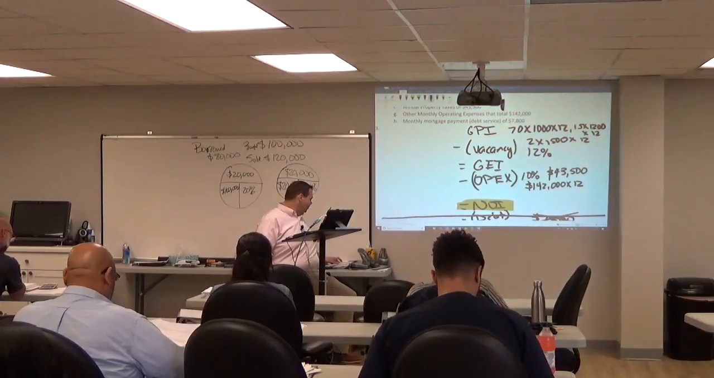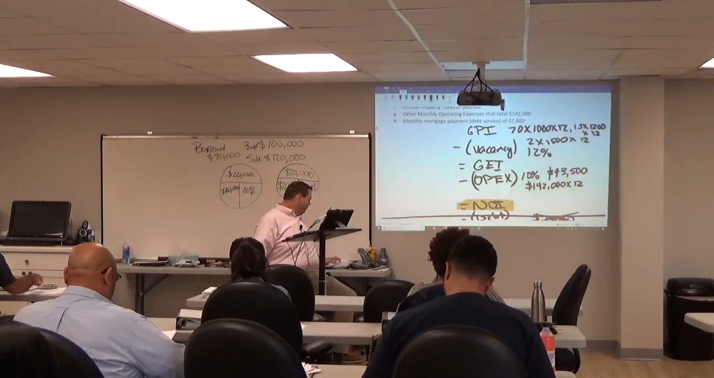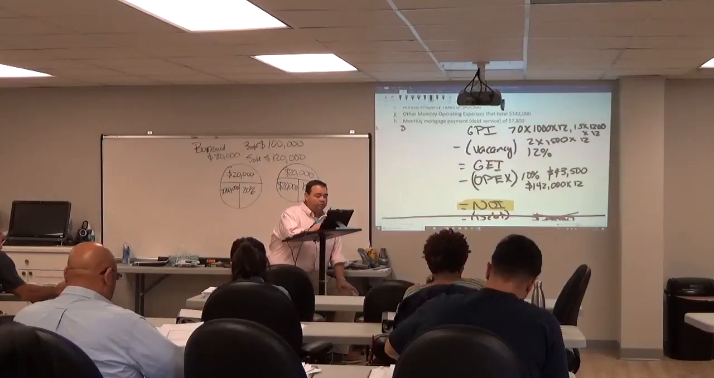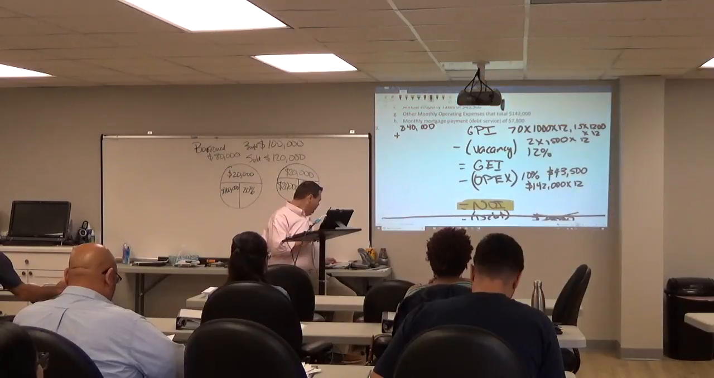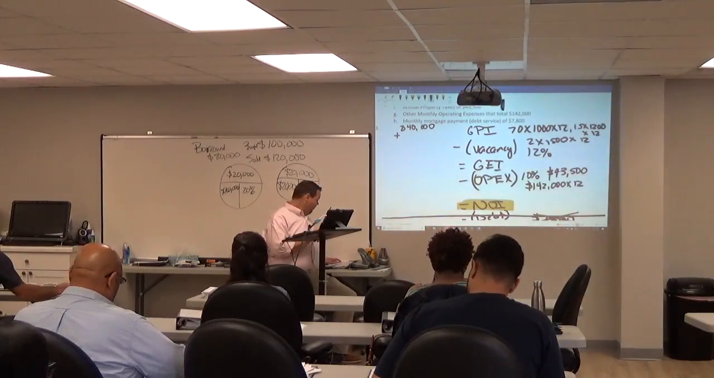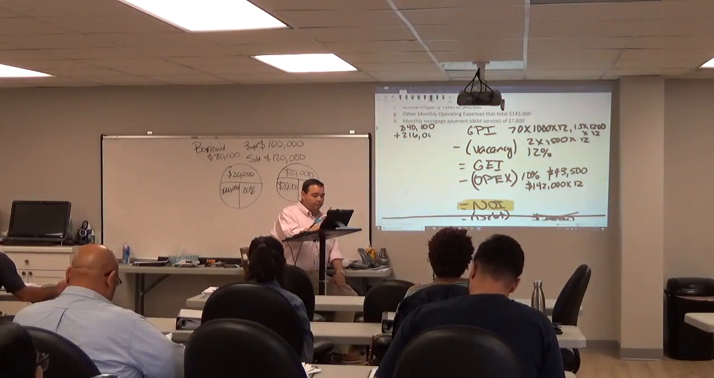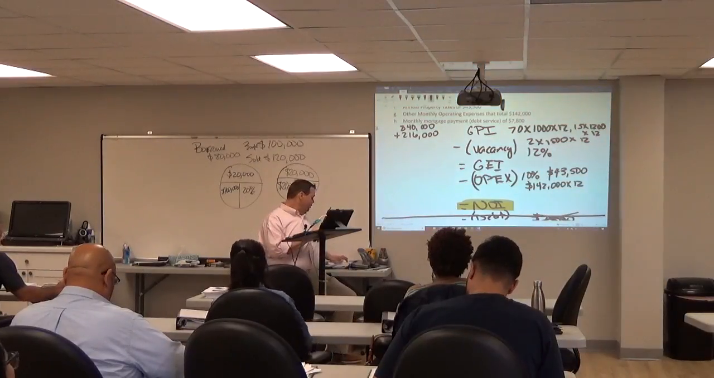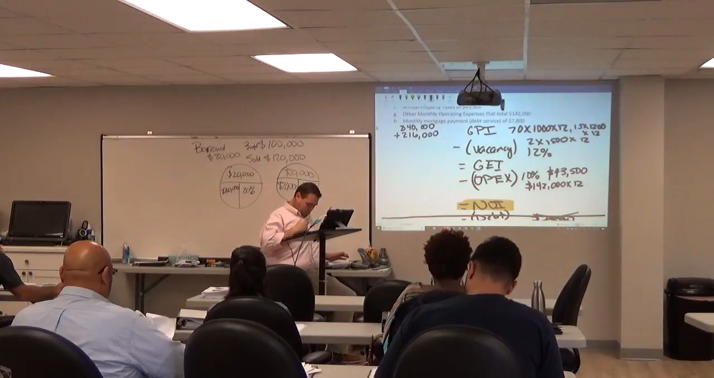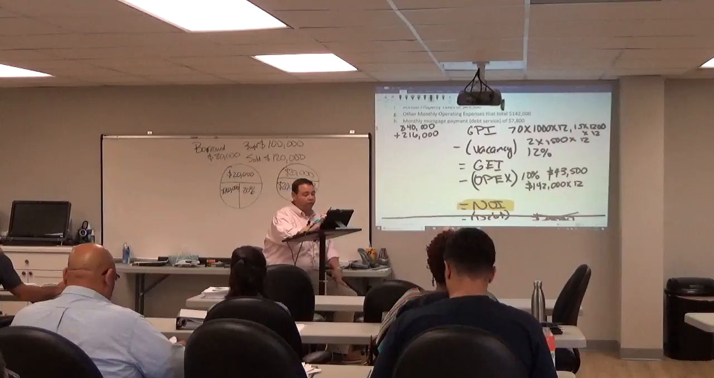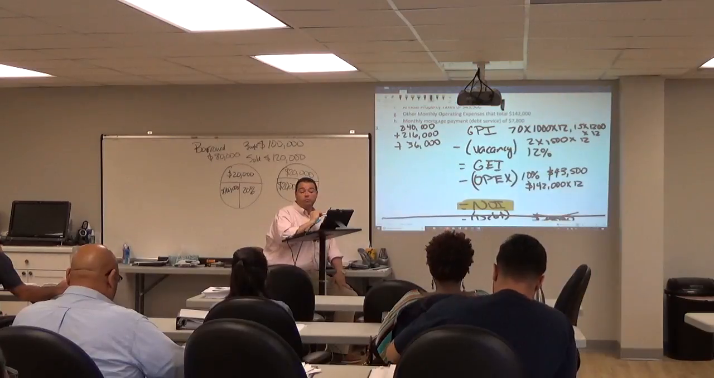For gross potential income, I've got 70 times 1,000 times 12. That's $840,000, plus 15 times 1,200 times 12 is $216,000, plus 2 times 1,500 times 12. And that equals $36,000. Everybody okay with all those numbers?